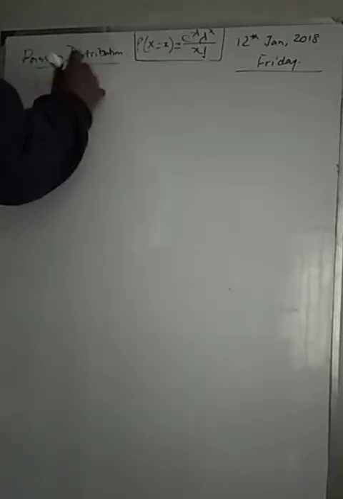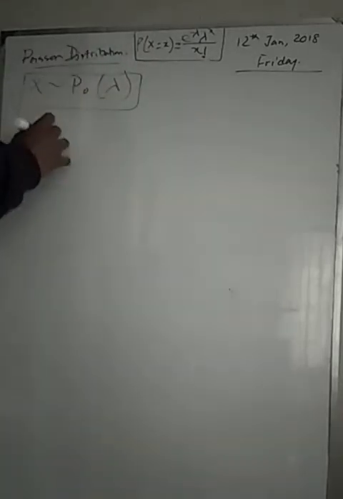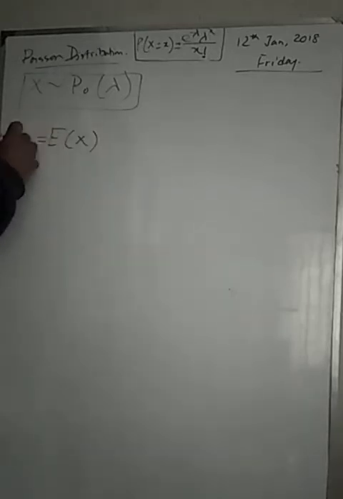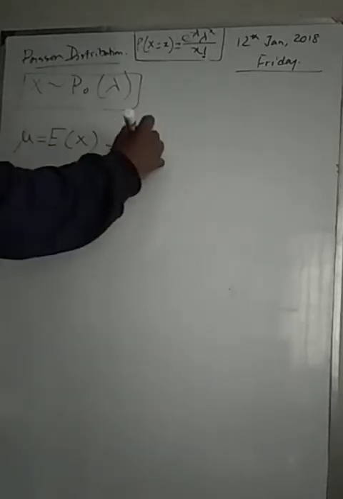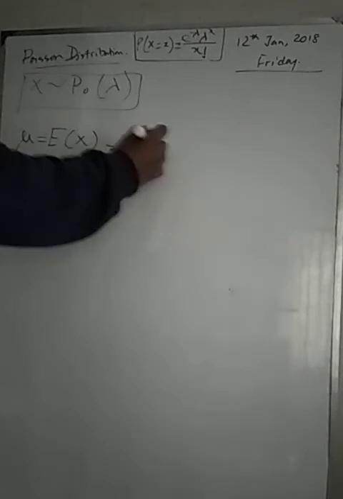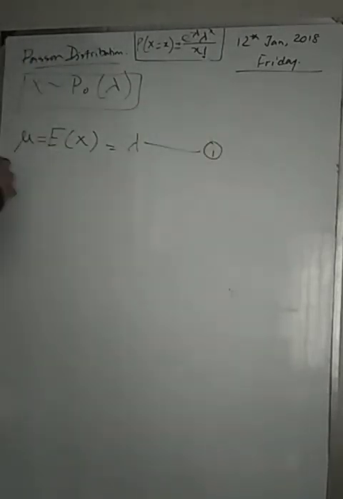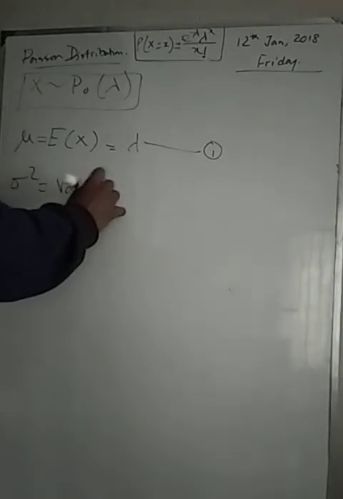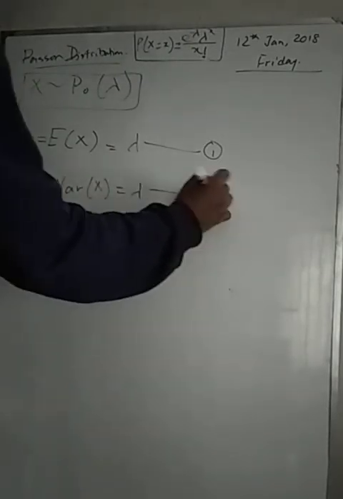For Poisson distribution functions, if we say X is a random variable which follows a Poisson distribution with parameter lambda, then for this particular distribution we can say that its mean, E of X, equals mu, is equal to the parameter lambda. This is one of the conditions, and its variance, which is also represented as Var of X, is also equal to lambda.